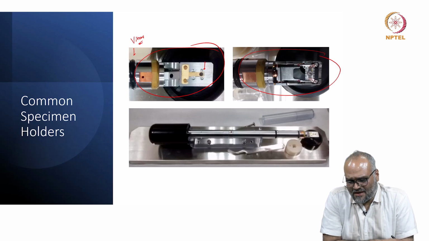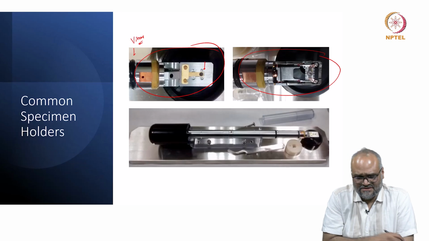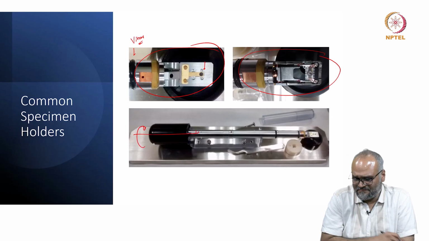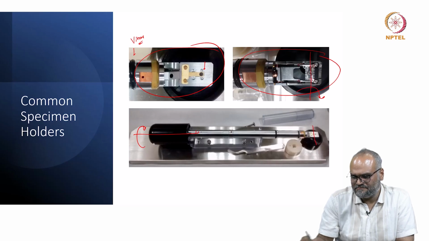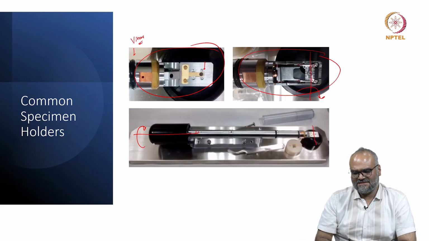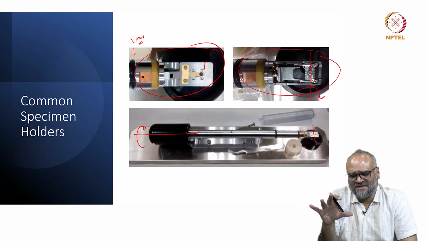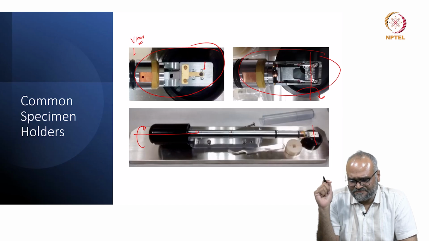So you have a rod and you have 2 axes of rotation. You have one axis along the axis of the holder and the other axis of rotation which is possible here. So with this, typically you can achieve a limited range of tilts and you can orient the specimen in different orientations and start imaging.